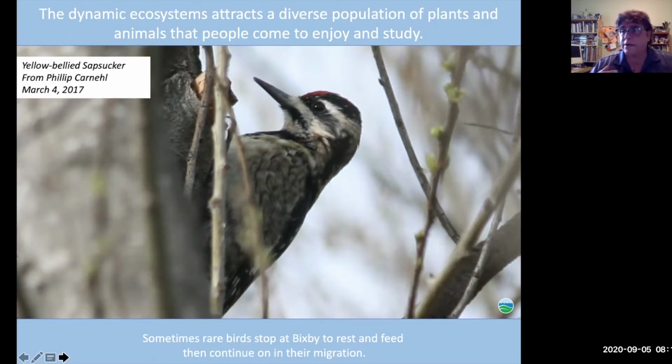So they're flying 3,000, 4,000, 5,000 miles. This is a migrant. This is a yellow-bellied sapsucker. Very few are ever seen in LA County, and one was seen here on March 4th, 2017. Philip made a photo of this.